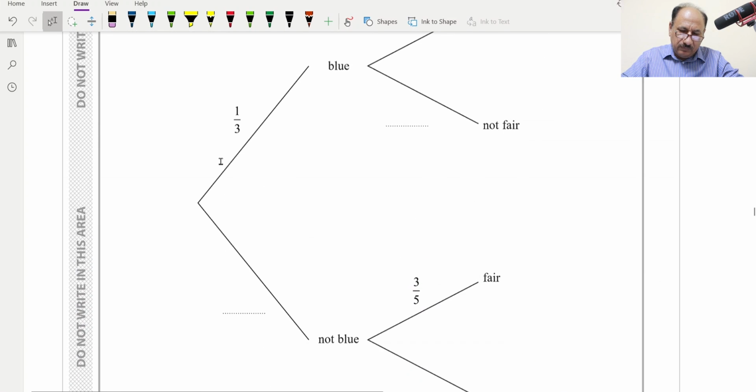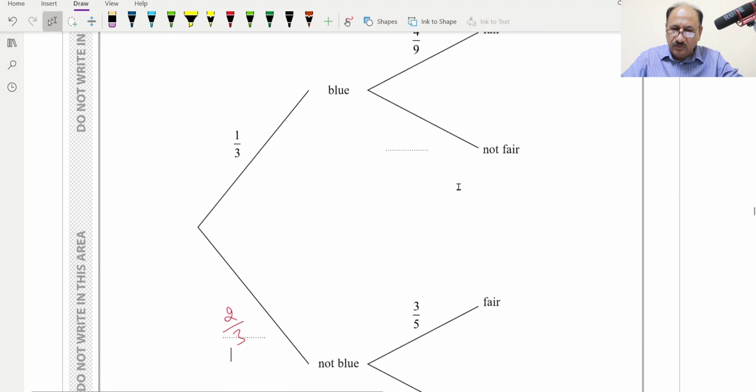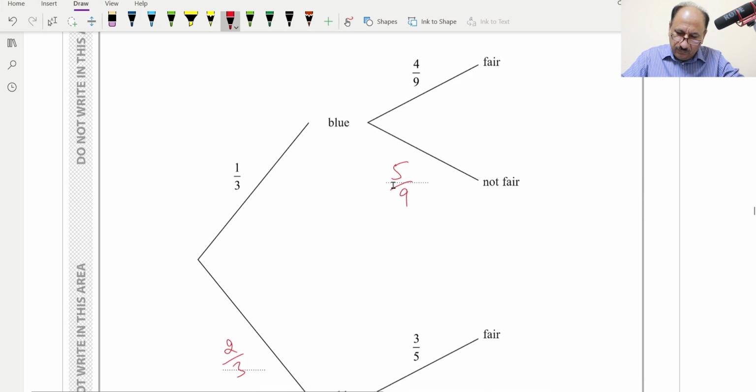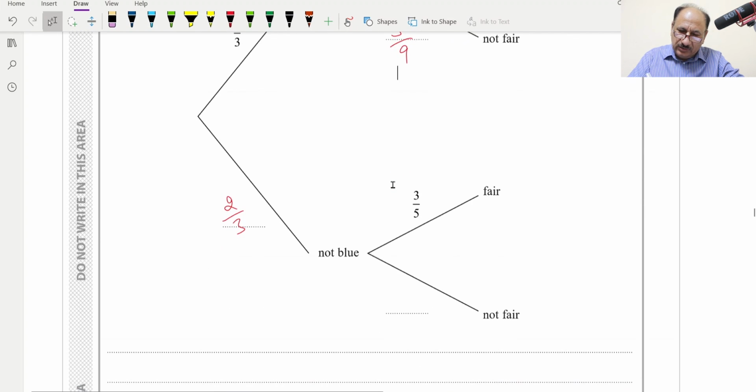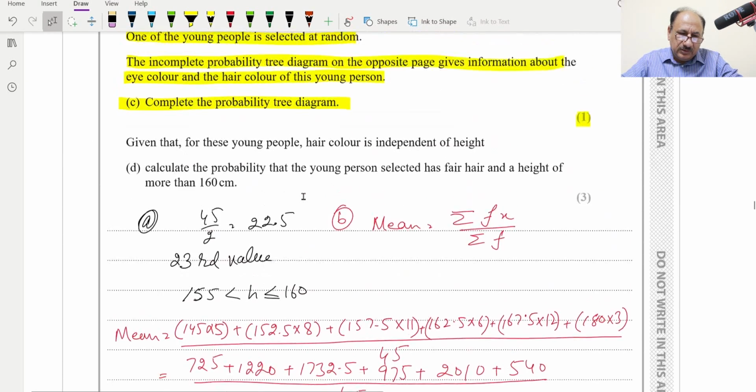First, eye color: blue and not blue. So blue is 1 by 3, so not blue will be the remaining 2 by 3. Similarly, for hair color, fair and not fair: fair is 4 by 9, so not fair will be 5 by 9, the remaining one. And fair is 3 by 5, so not fair will be 2 over 5. We got this one, so we have done the tree diagram.